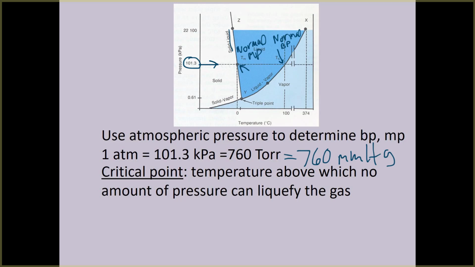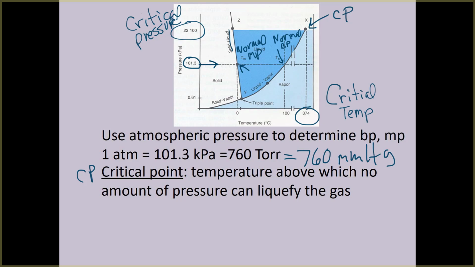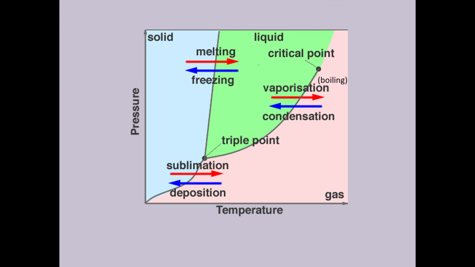One more point before we move to the next slide, and that would be the critical point. The critical point is right here. I'm going to put CP for critical point. And it is made up of the critical pressure and the critical temperature. The critical point means that past this, it will always be a gas. So no amount of pressure can force this gas to become a liquid. It will always be a gas if it's past the critical pressure or past the critical temperature. So your phase changes are right here.